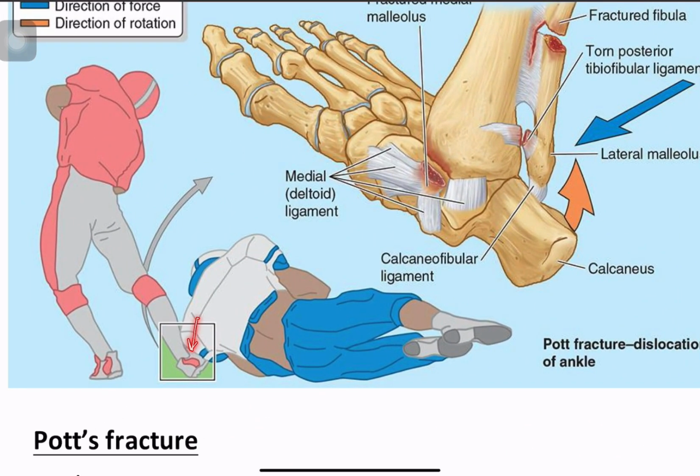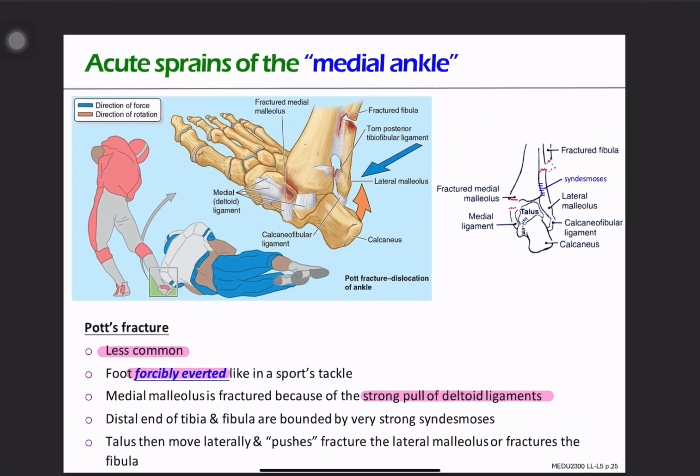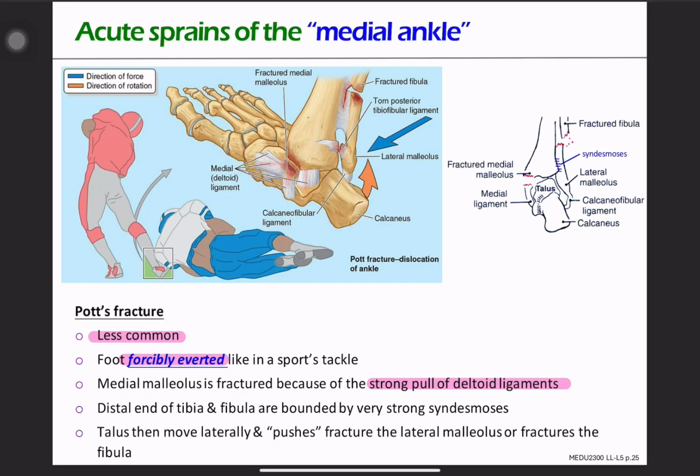Can you see this? So the foot here is being excessively everted. So remember the deltoid ligament on the medial side here. One feature that you cannot miss is the strength. They are very powerful, in a way that when there is force, the ligament can actually keep good integrity, and then it pulls off the distal bit of this medial malleolus here. So the medial malleolus can be fractured because of the strong pull of the deltoid ligament.